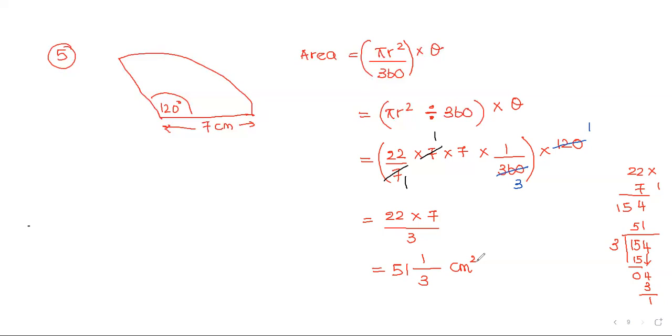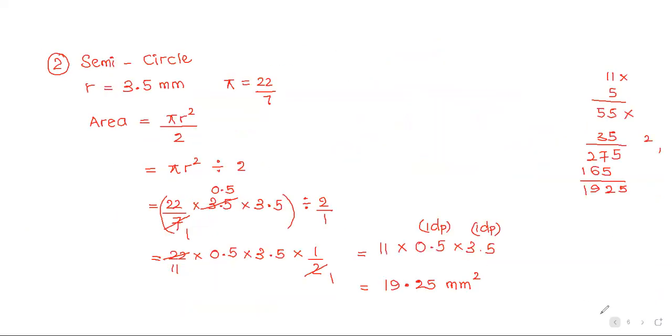Therefore, I multiply 22 by 7. Then I got the answer 154. So then that 154 I divided by 3. So then I get this answer. I can keep this as a mixed fraction, or else I can convert this into decimal. But this time I'm not trying it because I know I'm getting a recurring decimal. Therefore, it is better to keep the answer like this.